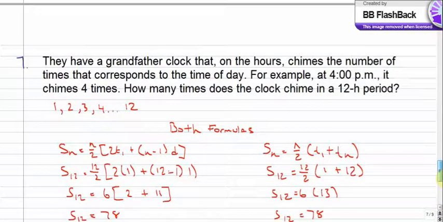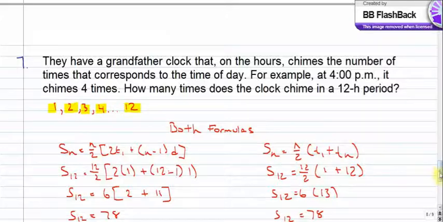And our final question. There's a clock that chimes the number of times that corresponds to the time, which means if it's 4 o'clock, it chimes 4 times. So how many times does the clock chime in a 12-hour period? We'll start off with 1 o'clock, so it chimes 1 time, 2 o'clock, 3 o'clock, 4 o'clock, all the way to 12 o'clock. So it does that, and now we have to use which formula we can.